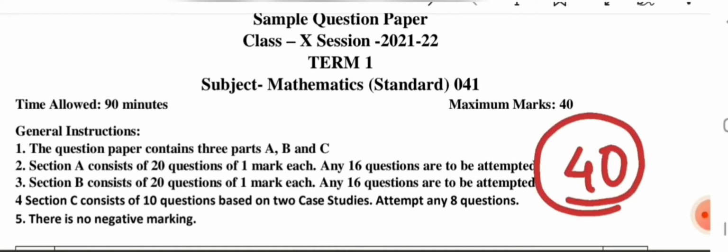It comprises three sections, section A, B, C, where each question is of 1 mark. You are supposed to attempt 16 from section A, 16 from section B, and any 8 from section C. So let's start discussing the question paper and the answers.